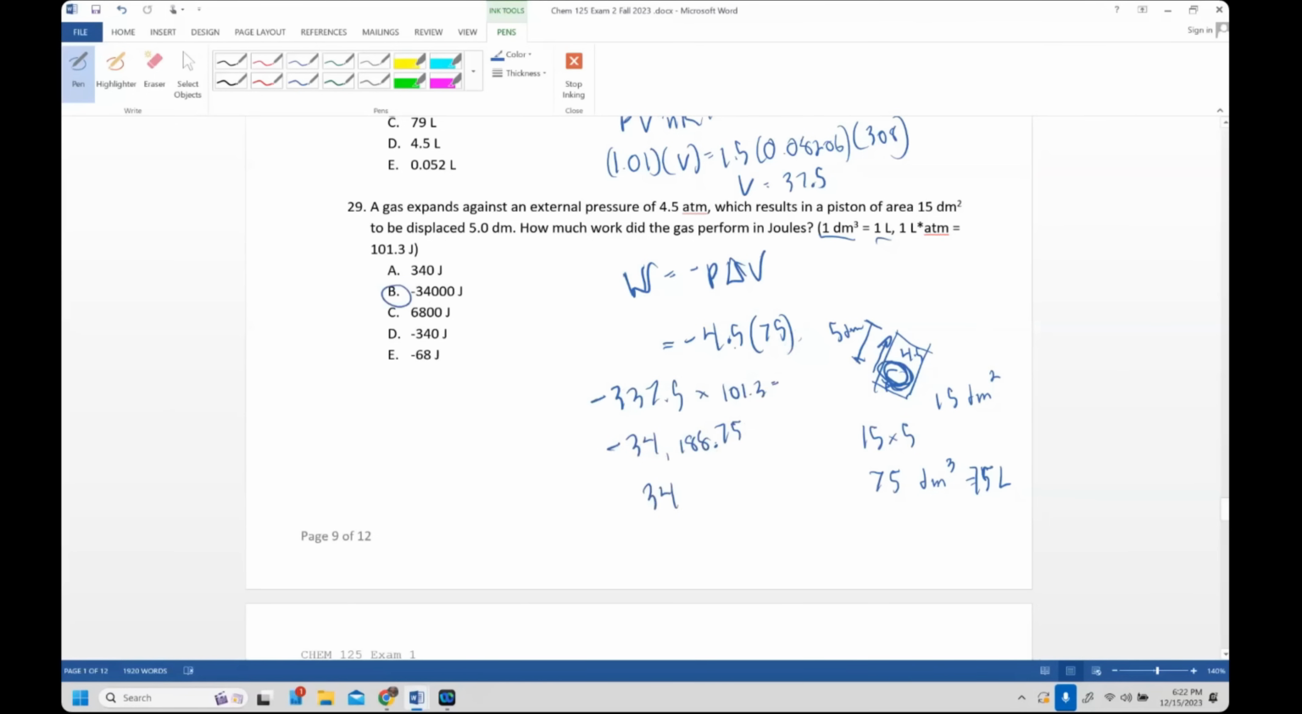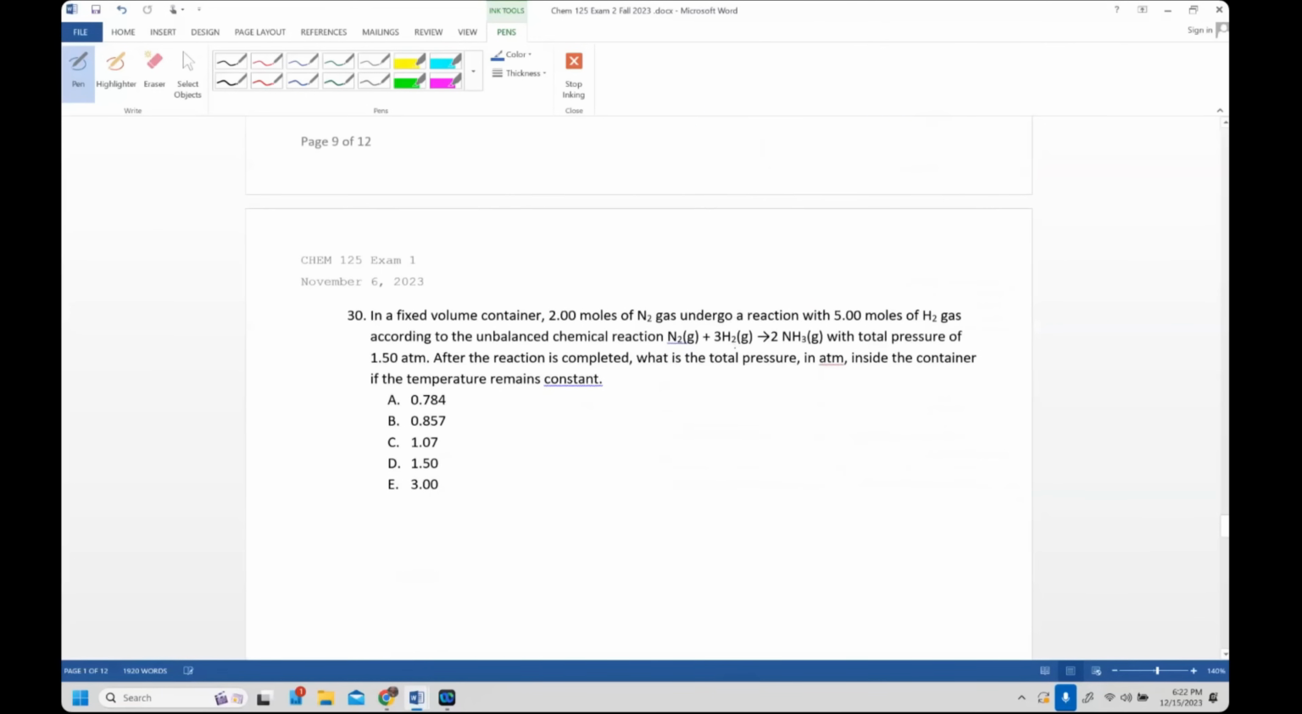Finally, let's get to the last one. So in a fixed volume container, 2 moles of N2 undergoes a reaction with 5 moles of H2 according to the unbalanced reaction. Now, this was a problem on the exam too. This unbalanced reaction was actually balanced, so let's just take that out, because if we look at this, it's pretty balanced to me. With total pressure of 1.5 atm. After the reaction is complete, what is the total pressure inside the container?